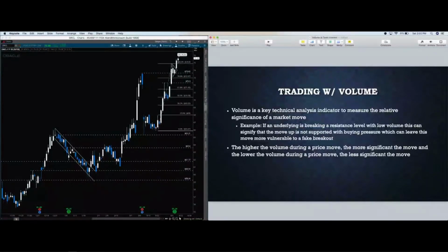If you have something breaking out of a level, a Fibonacci level, whatever you use to trade, if something is breaking out of a resistance point or support, and volume is not high on that move, just be mindful that the trade can be susceptible to being a false breakout. You want high buying pressure if you're going long and high selling pressure if you're shorting a stock. So the higher the volume during a price move, the more significant the move is, and the lower the volume during a price move, the less significant the move is.